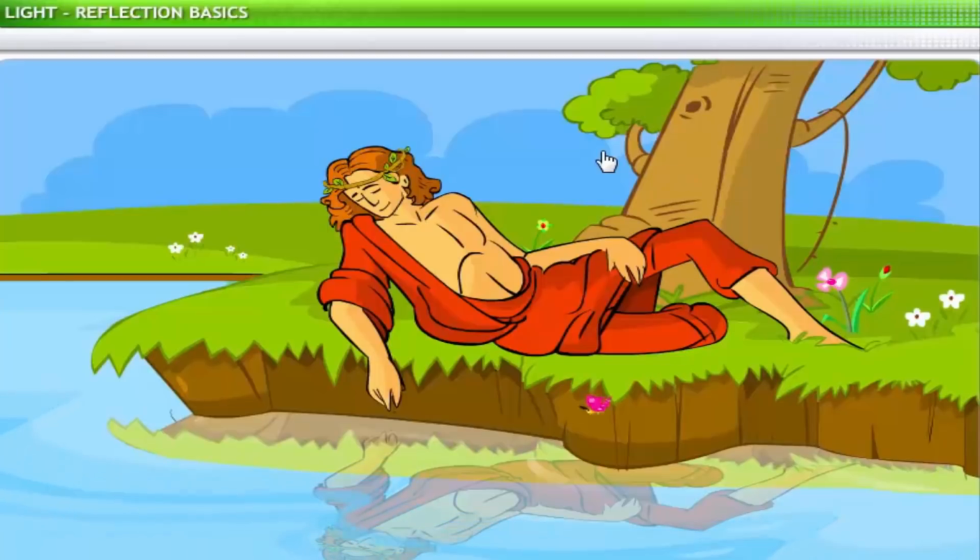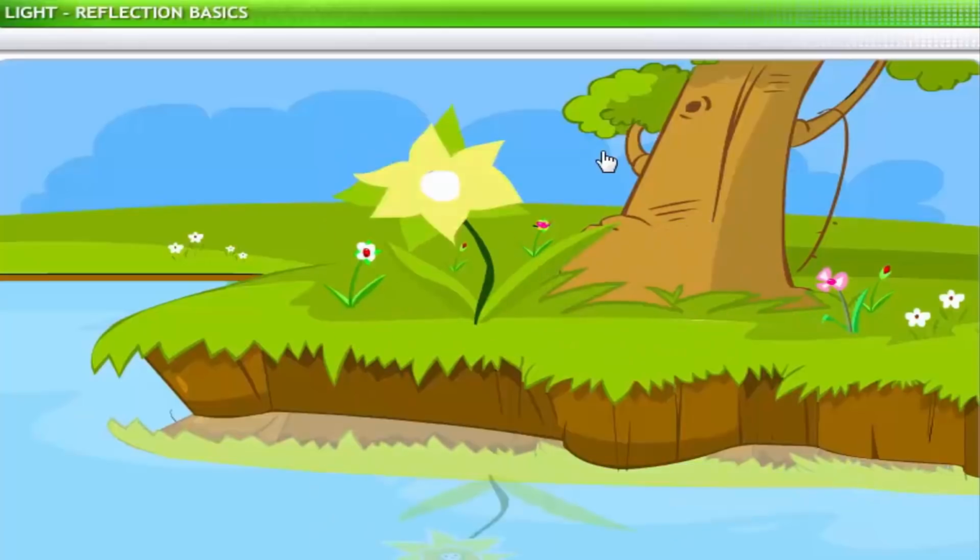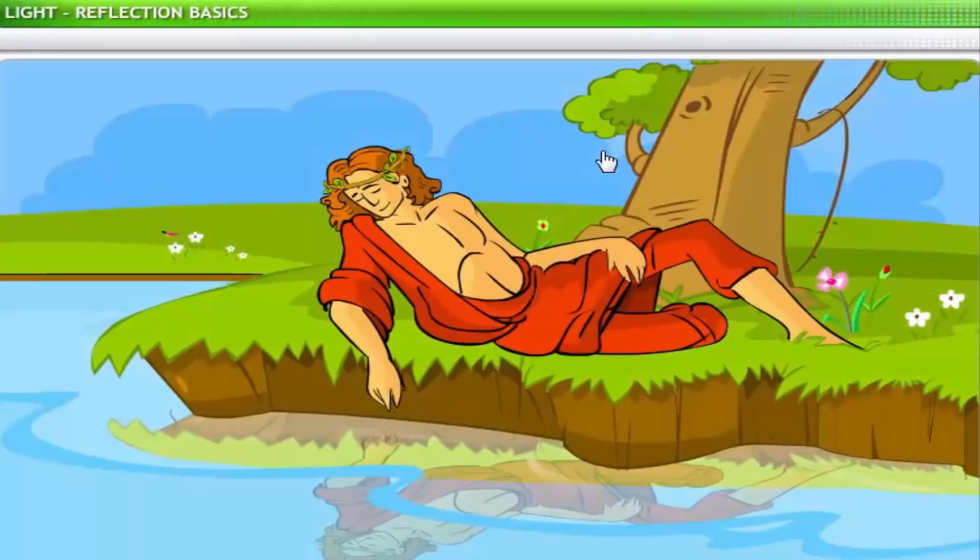Narcissus was a handsome Greek youth who was cursed to fall in love with his own image in a pool of water. It is said that Narcissus ultimately changed into the flower that bears his name, the narcissus. In those days, people obviously didn't have mirrors. So, Narcissus had never seen himself before he went and looked at himself in a pool of water.